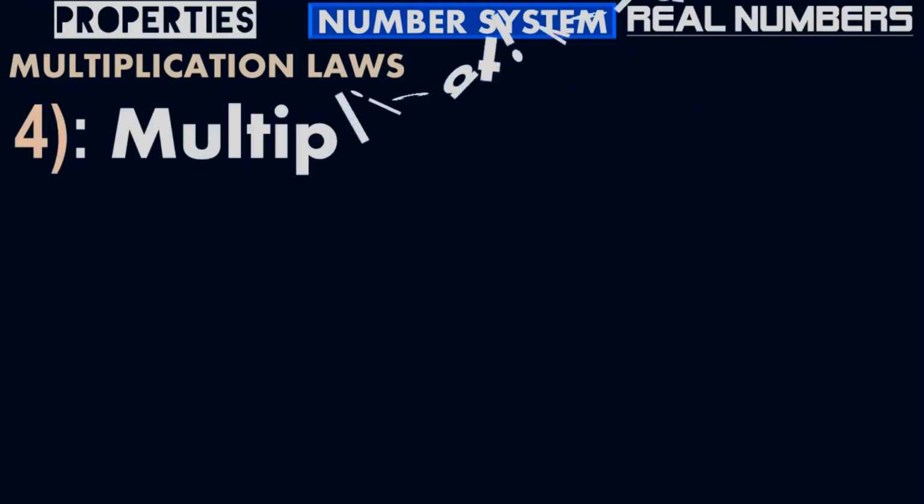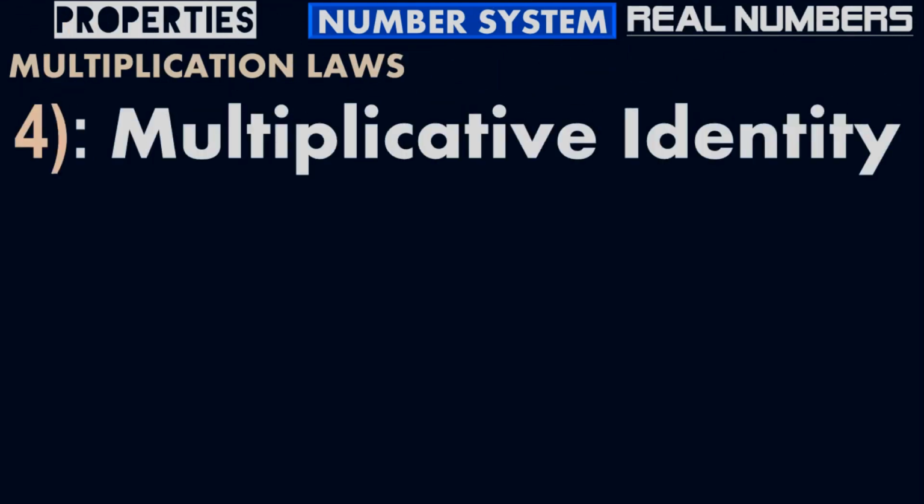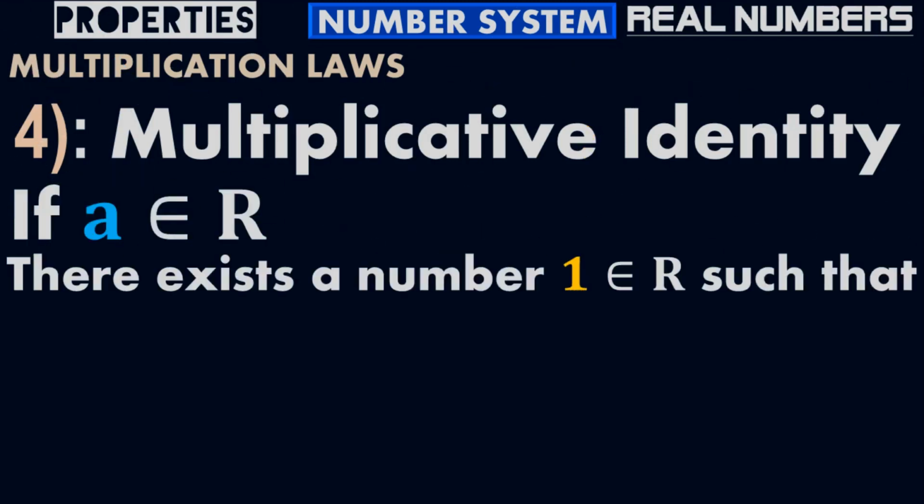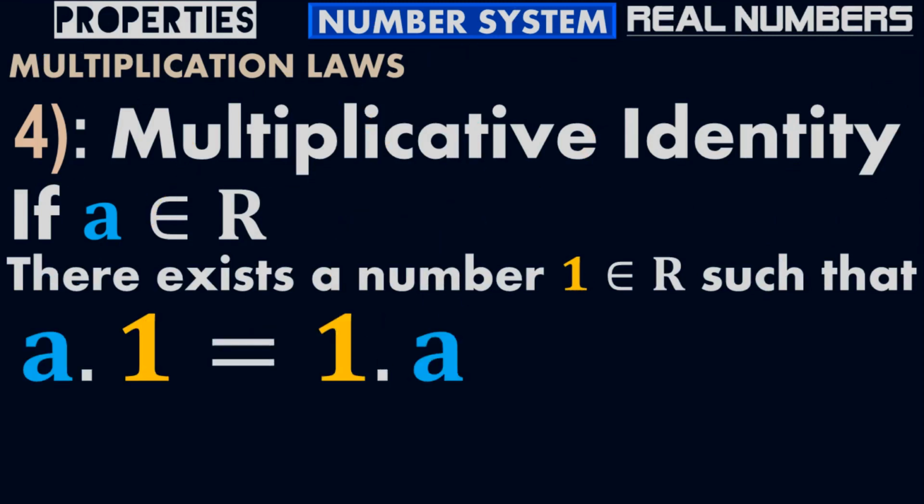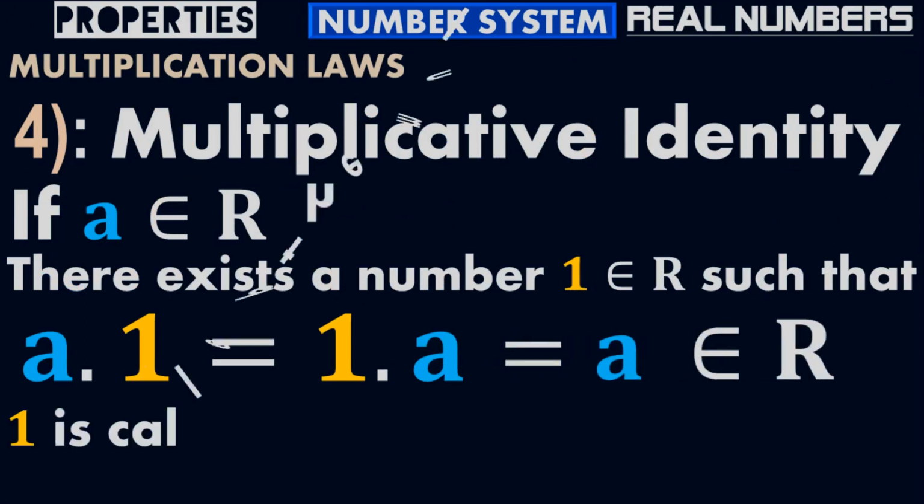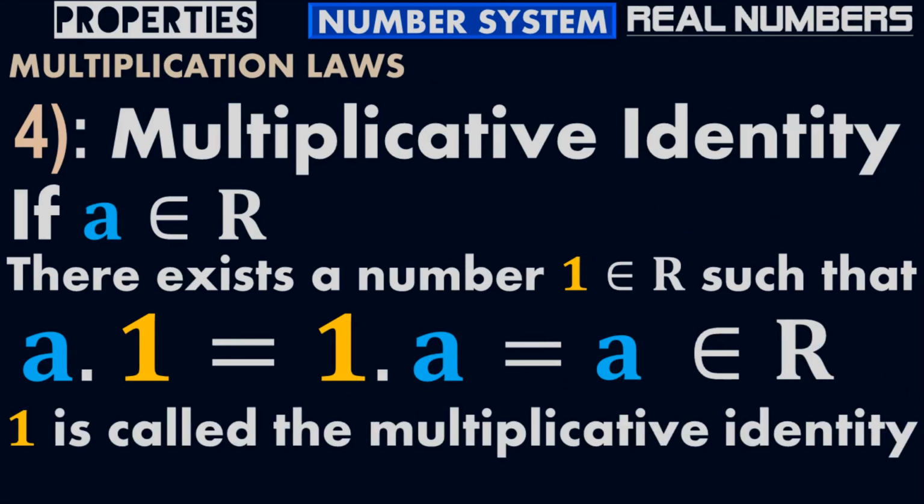Property number 4, multiplicative identity. According to the multiplicative identity, if a belongs to the real numbers, then there exists a number 1 belonging to the real numbers such that a times 1 equals 1 times a equals a, which is also a real number. So 1 is called the multiplicative identity.